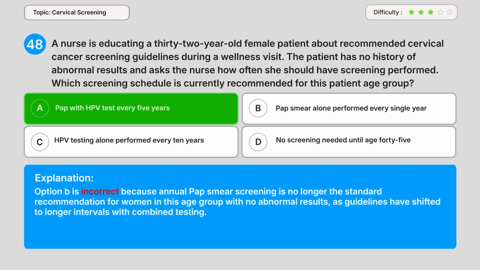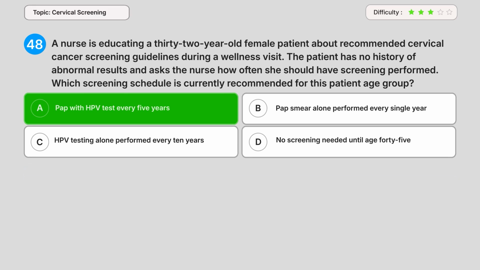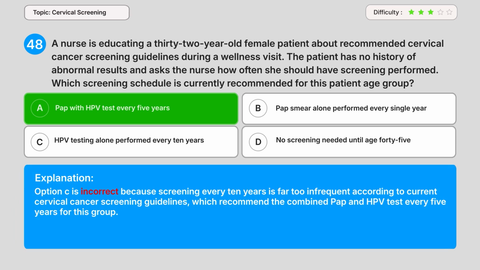Option B is incorrect because annual Pap smear screening is no longer the standard recommendation for women in this age group with no abnormal results, as guidelines have shifted to longer intervals with combined testing. Option C is incorrect because screening every 10 years is far too infrequent, according to current cervical cancer screening guidelines, which recommend the combined Pap and HPV test every 5 years for this group.